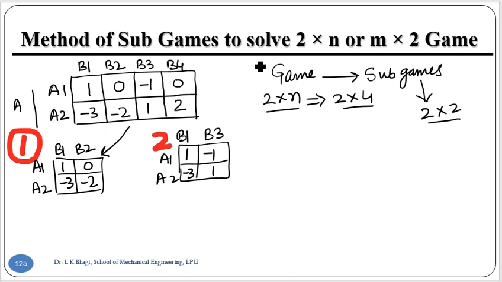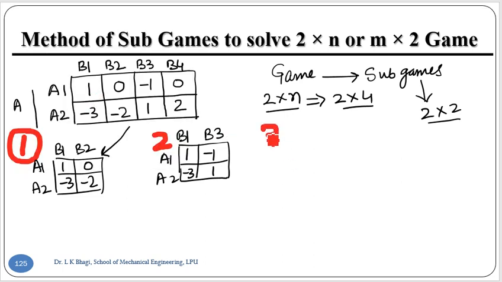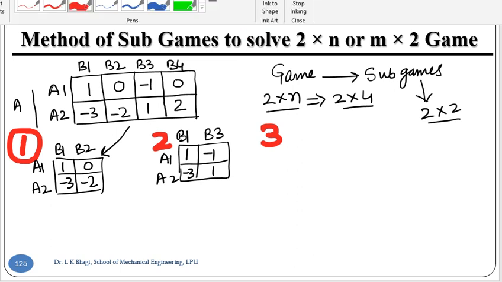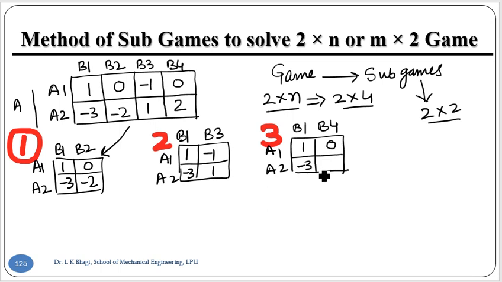Then we are going to have the third subgame. The third subgame we have right over here like this. It is the b1, b4 strategy. B1, b4, a1, a2, and b1 is 1, it is 0, minus 3, 2. And further we can see over here what combination is further possible. B1, b2 we wrote, b1, b3 we wrote, b1, b4 we wrote.